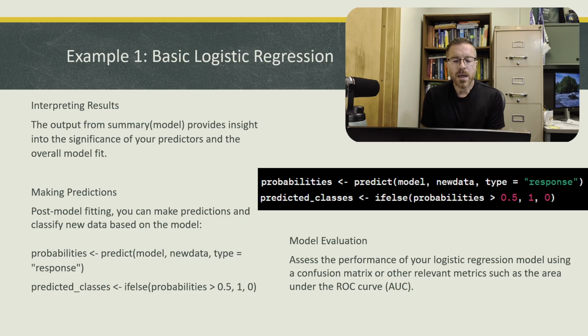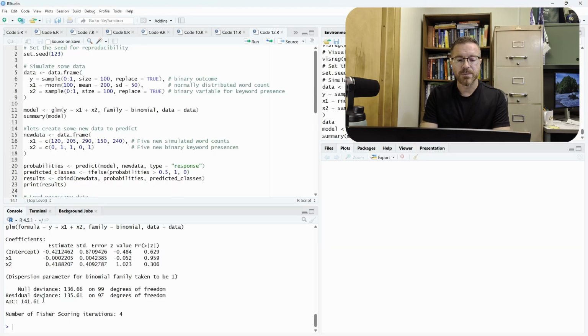Now let's look at how you would actually make predictions based on this. Let's say that you did get a good model, had a good fitting, and you wanted to take some new data and predict where it would classify those inputs. So what we're going to do is create some new data, where x1 is going to be the values 120, 205, 290, 150, and 240.